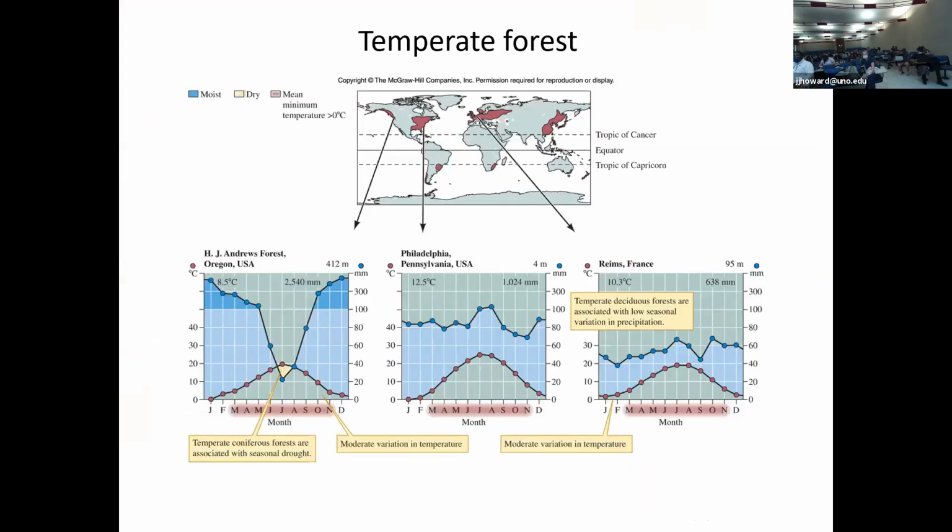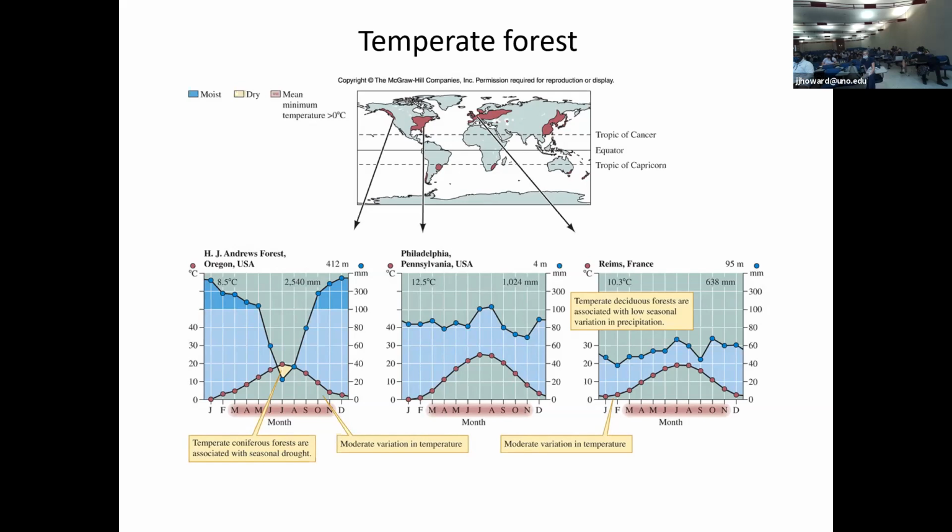So we'll have a look here at some of the temperate forests that are typical here. So you've got two broadleaf deciduous forests where you have broadleaf trees that shed their leaves in the winter, and that's here in the center in Philadelphia, and here on the right in France. And this is a typical pattern where the demand for moisture is never as high as the available moisture. However, we do have one example of how you get conifers in these temperate seasonal forests, and that's over here on the left in the Andrews Forest in Oregon.